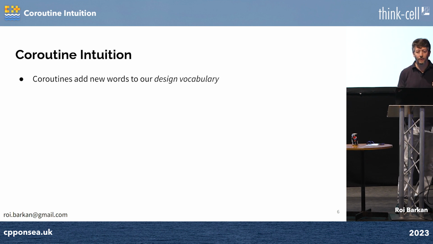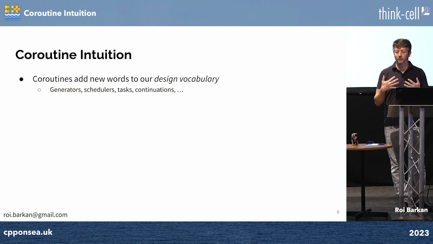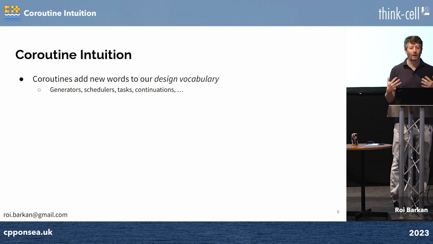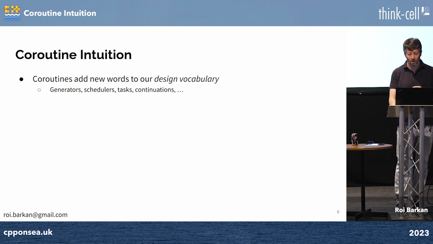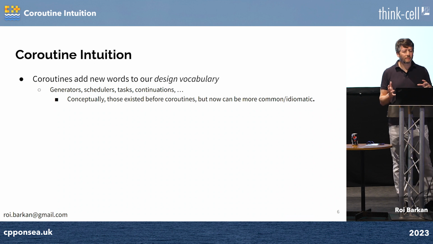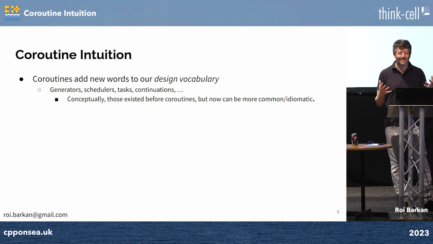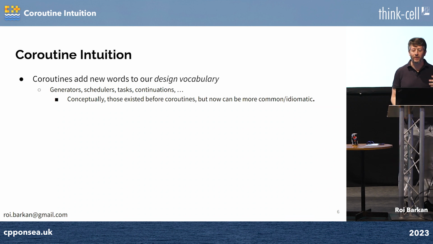And by the new words, I'm not specifically referring to the keywords and the terms in the C++ standard, but more to the vocabulary in terms that are one layer above, the libraries which we'll use that have coroutine support in them. Things like generators, schedulers, tasks, continuations. Those are new words that we'll need to learn how to use in our common lingo, and we'll talk about that in this talk. And conceptually, many of those terms you already know, they already existed, but now with coroutines, they'll be more idiomatic, they'll be more common, and when people say those words, there's more of a chance that they'll mean the same thing.